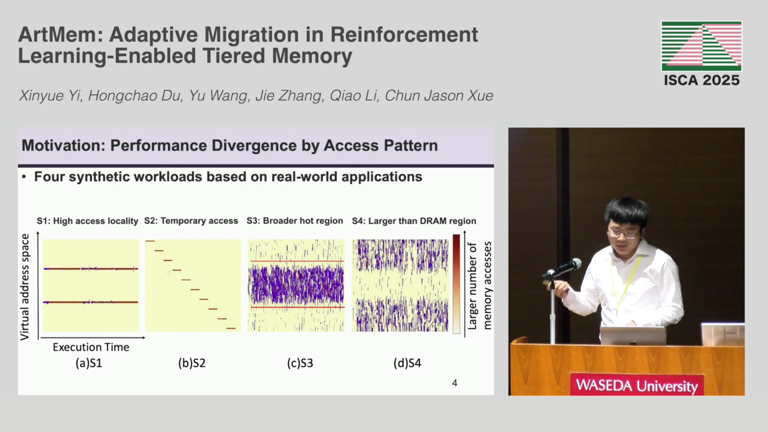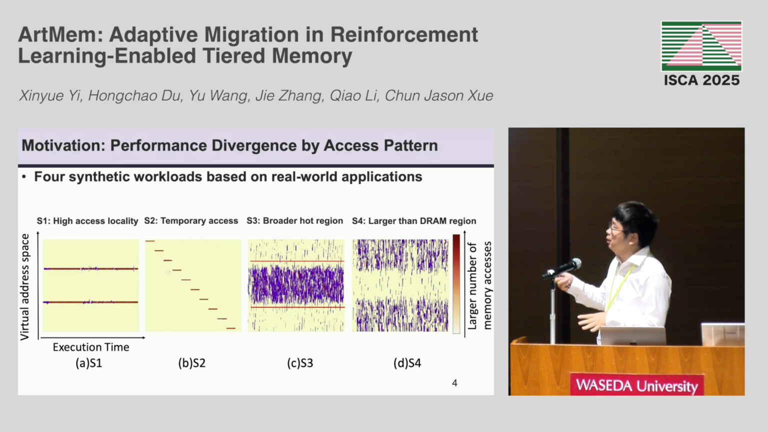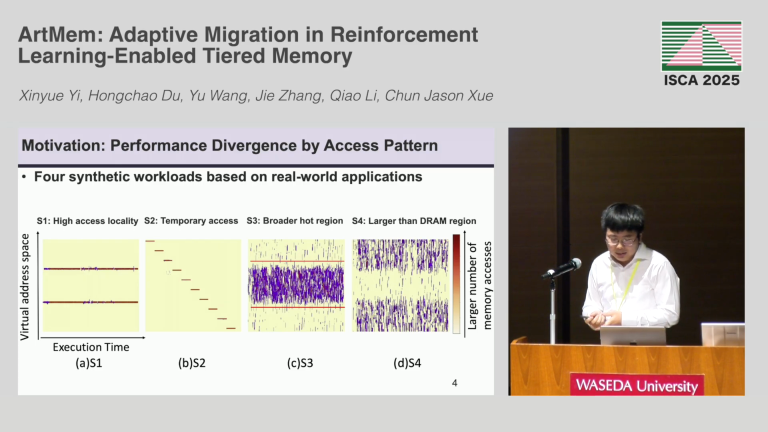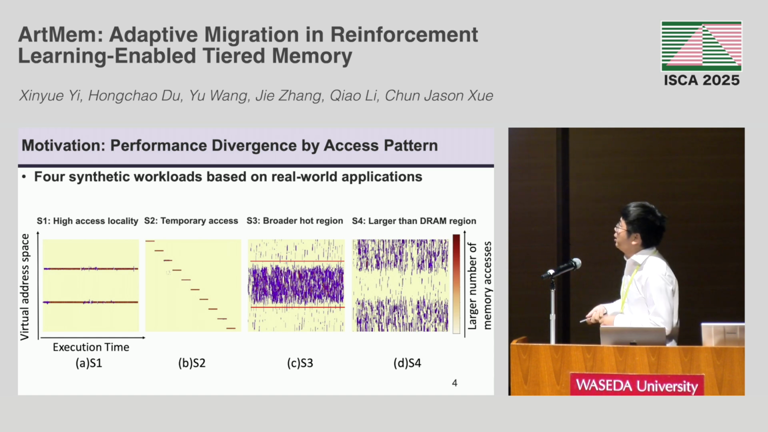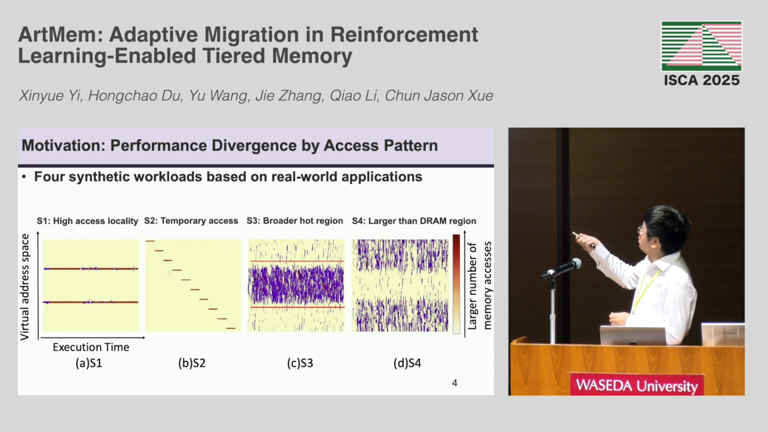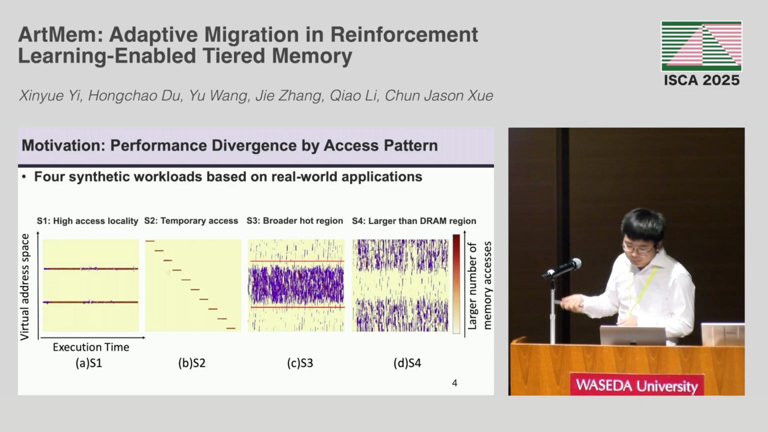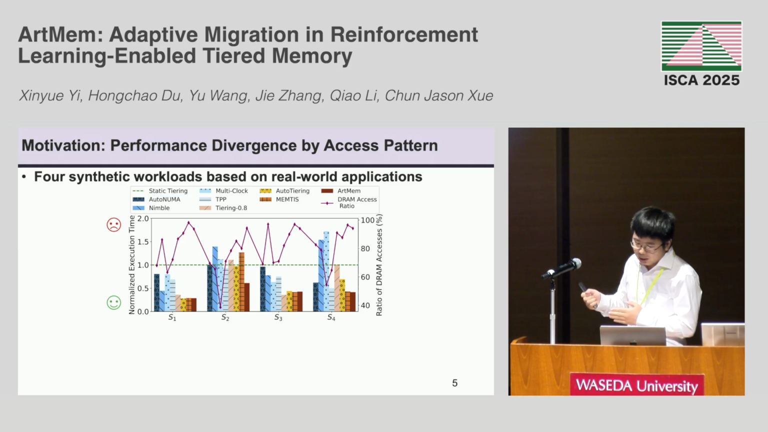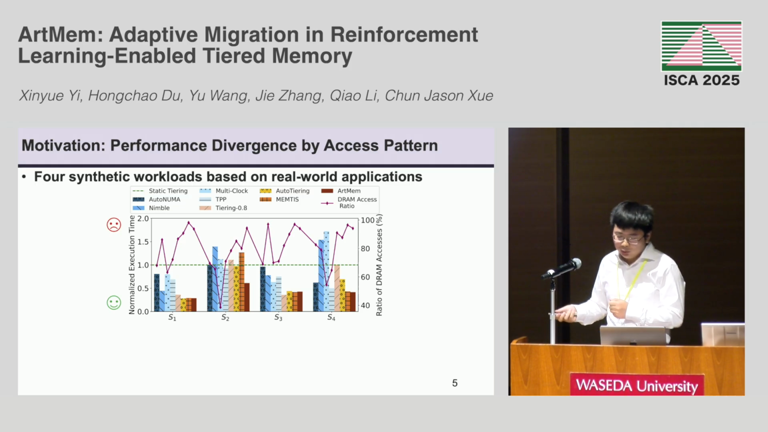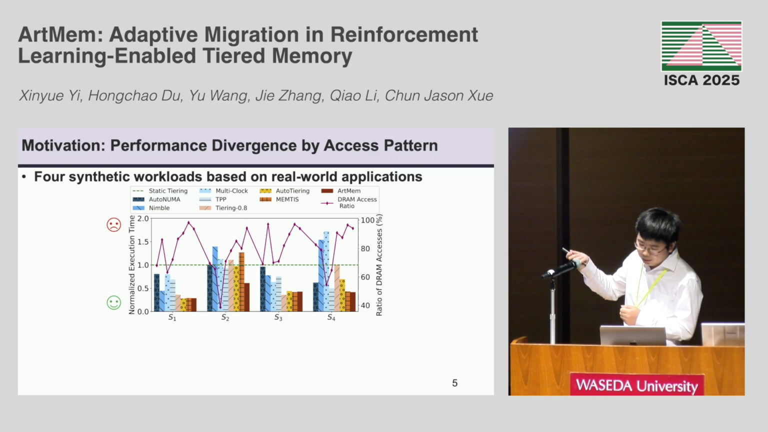To demonstrate this problem clearly, we created 4 synthetic workloads that represent different memory access patterns. These patterns are commonly seen in real applications. S1 shows high access locality, S2 has temporal access, S3 has broader hot regions, and in S4 the hot region is larger than DRAM capacity. We ran these workloads against 7 SOTA tiered memory systems. The results show execution time normalized to a baseline, where lower is better.